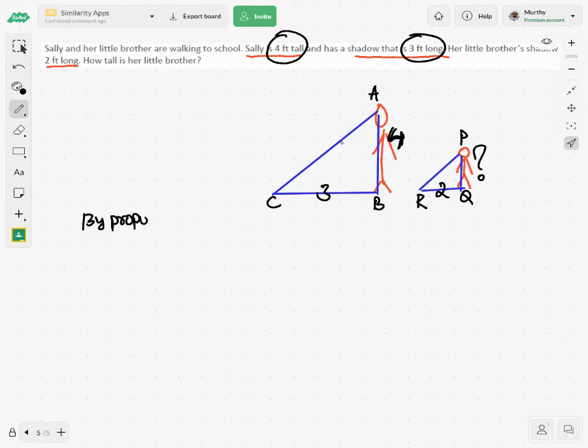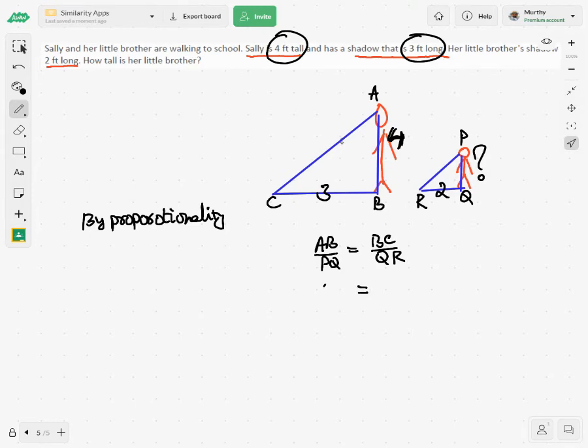By proportionality, if I am taking the vertical line of the large triangle, which is AB, over the vertical line of the small triangle, that is PQ, equals the horizontal line of the large triangle over the horizontal line of the small triangle. At this point, you plug in the values.